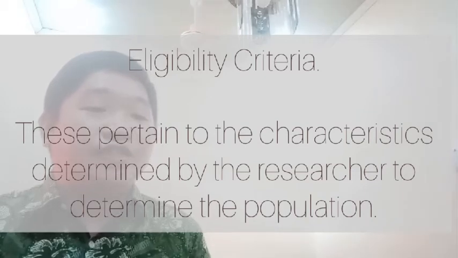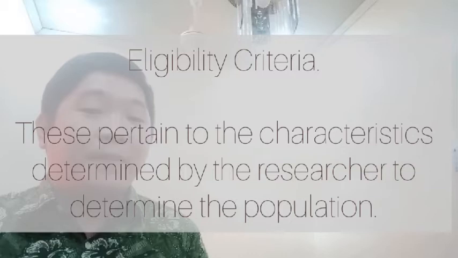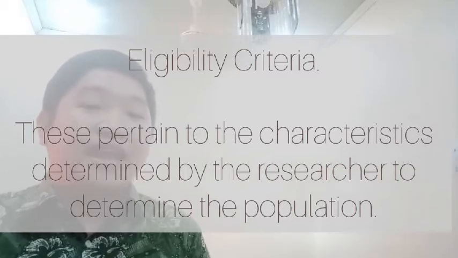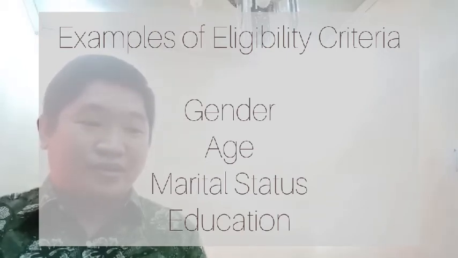Very good. The eligibility criteria are the characteristics determined by the researcher, to define who should be included or excluded from the population. This is simply the characteristics of the population that we need in our study. Examples are gender, age, marital status, education, and so on.